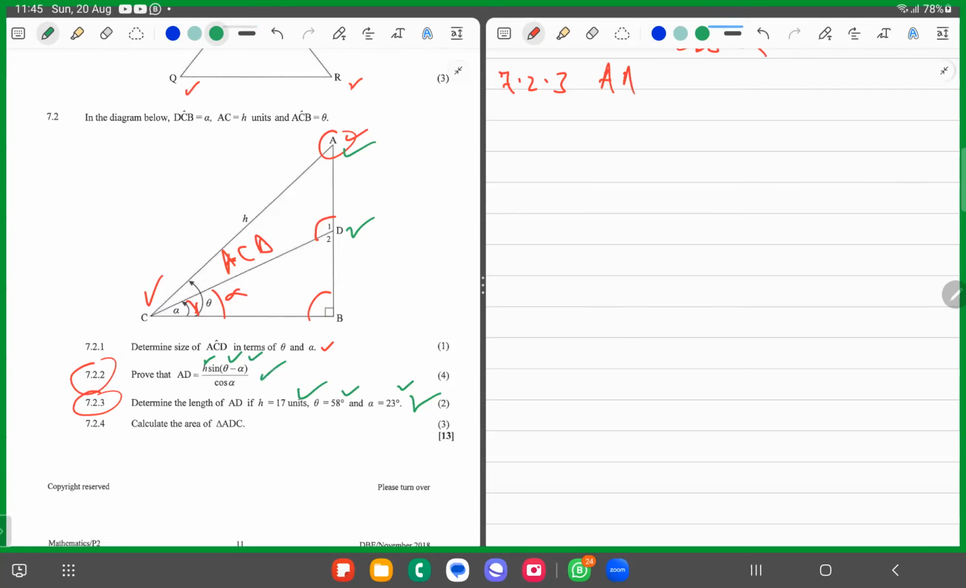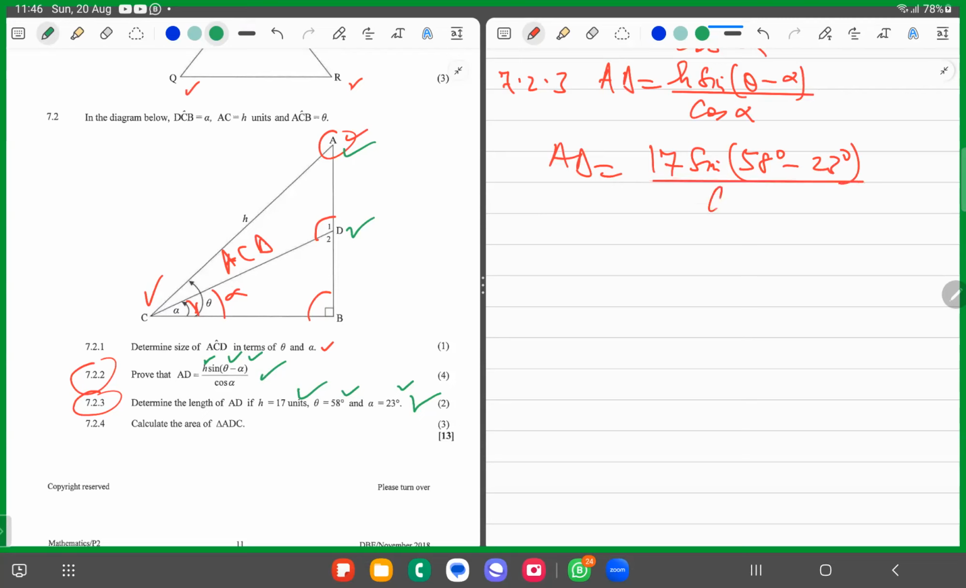So we're able to see that AD is H times the sine of theta minus alpha. What is H? 17. Theta is 58 degrees. Alpha is 23 degrees.